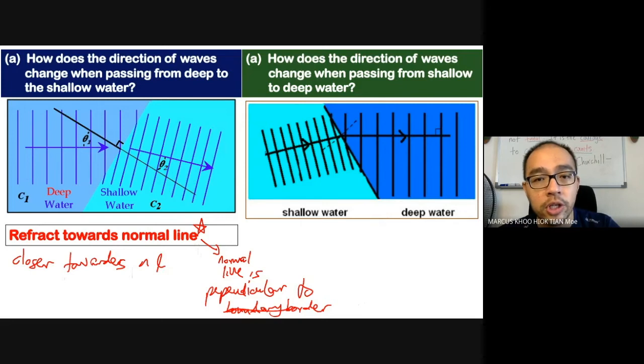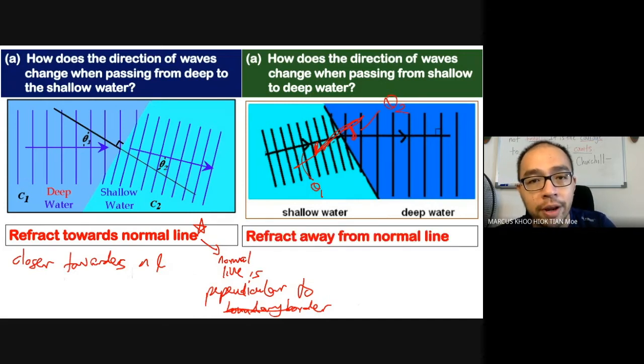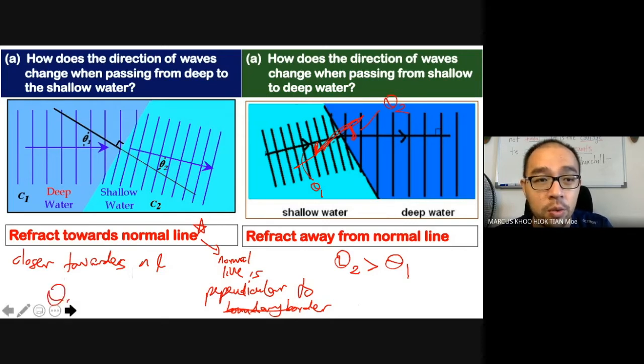But when it goes from the shallow to the deep, okay, again, this is the boundary over here. I'm going to draw this normal line over here. We find that this angle, theta 1, and this angle, theta 2, it's going to refract away from the normal line. Theta 2 is going to be bigger than theta 1, which is terbalik from this lah. Theta 2 is smaller than theta 1.